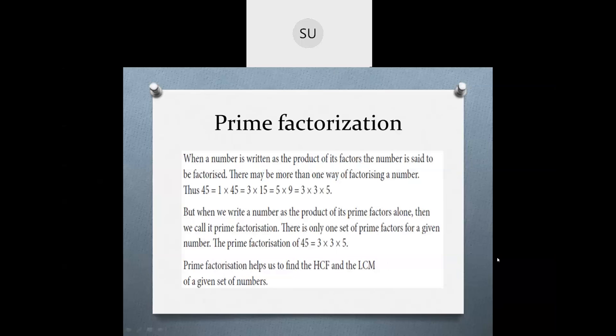Then what is the meaning of prime factorization? And remember, for normal factorization, there can be more than one way of factorizing a number. In prime factorization, when you write a number as a product of its prime factors alone, we call it prime factorization. For every number there will be only one set of prime factors. What are prime factors? Prime factors are nothing but factors which are prime numbers. So prime factorization helps us to find the HCF and LCM of a given set of numbers. So this is prime factorization.